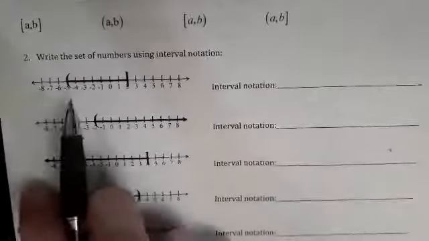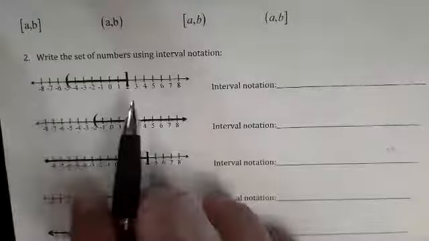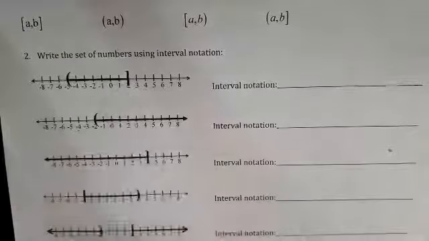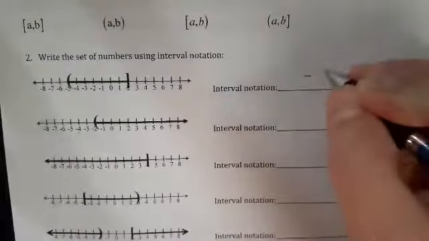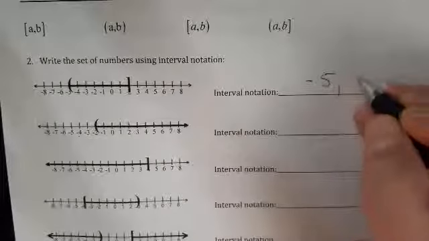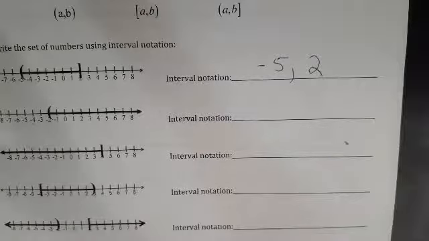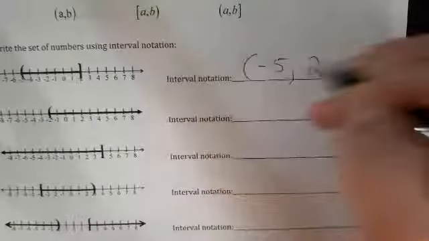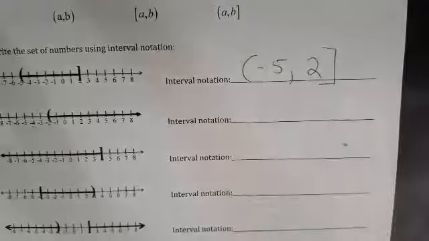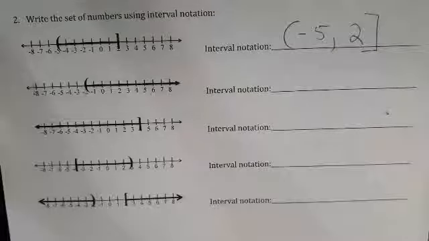This, I believe, is going from what? Minus 5 to 2. And so we go from minus 5 to 2. And now we just need to think about our parentheses. And so just copy them down the same way that they look over there, from minus 5 to 2. Okay.